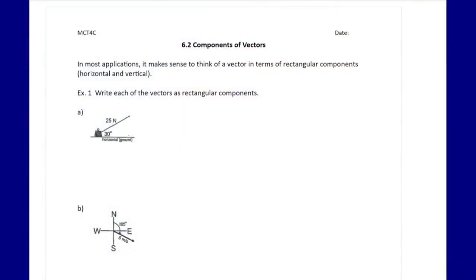In today's lesson, we are going to look at the components of vectors. So in the previous lesson, we looked at vectors in general. We talked about how they have a magnitude and a direction, and we looked at how we can write them or identify them. Now we're going to look at the components, or what vectors are made up of.